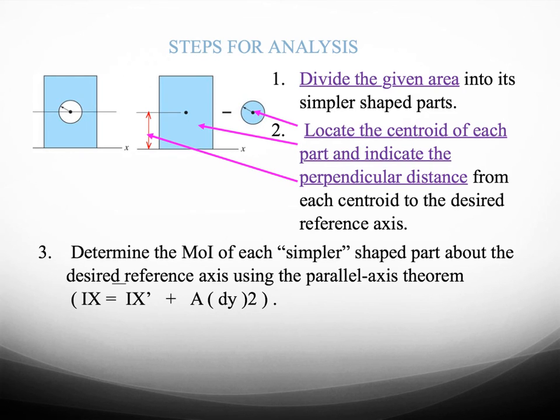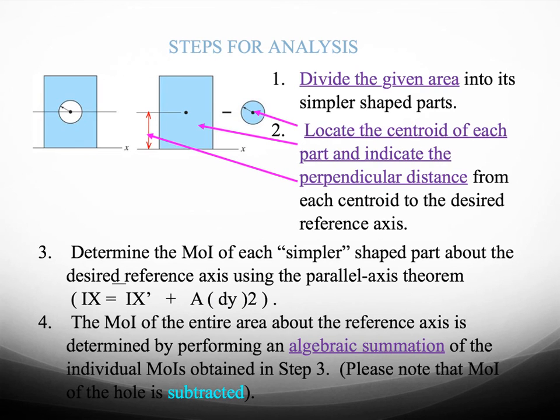Then what we do is the moment of inertia about the x-axis is going to be the moment of inertia of each shape about its centroid axis plus the area times the distance that we've moved the axis. The distance is in the y direction, right? That's what we move. And so that is how we find the moment of inertia of each piece. Then we simply add all the individual pieces together to find the total moment of inertia, keeping in mind that if we have a hole, we simply subtract it.